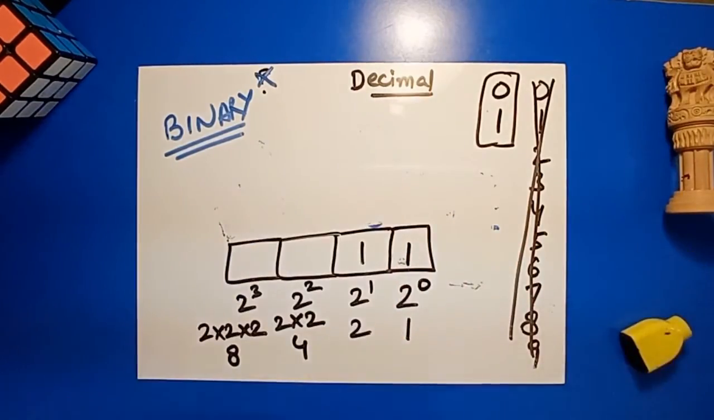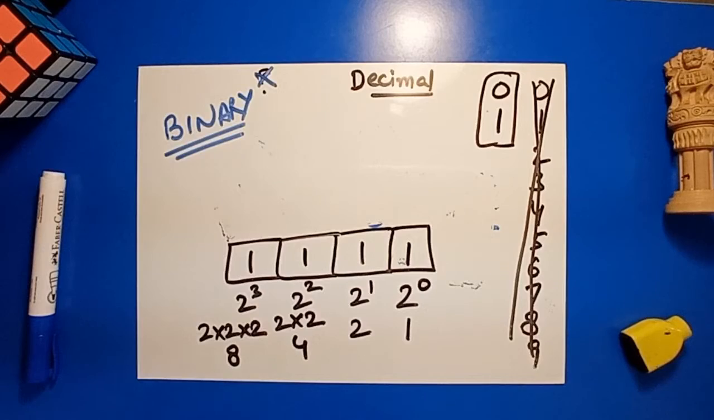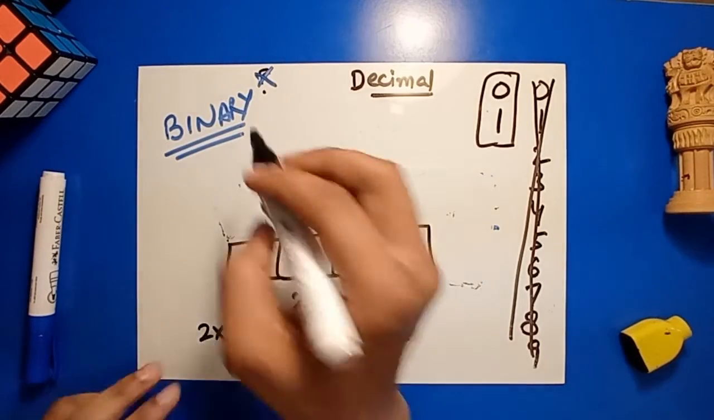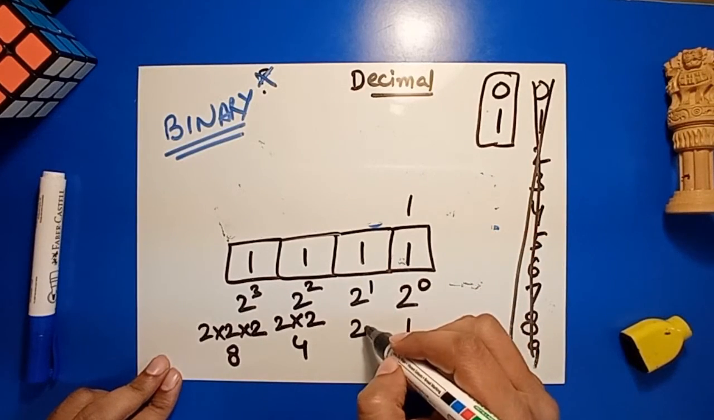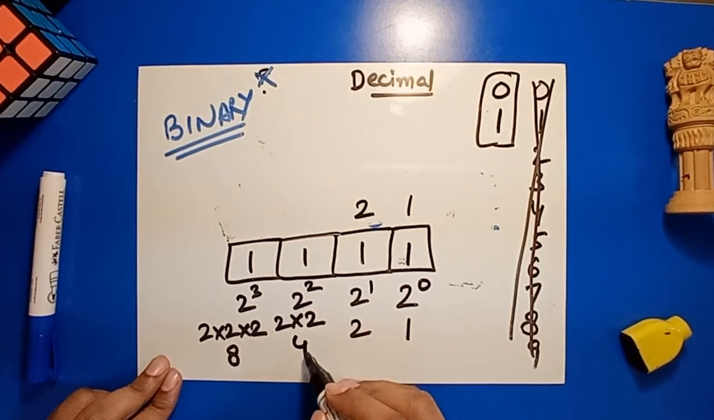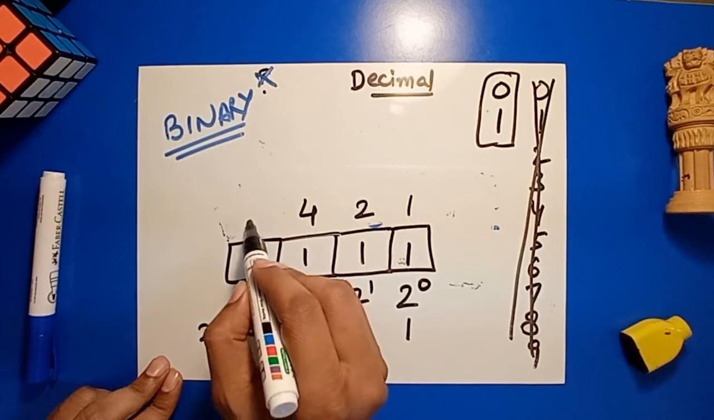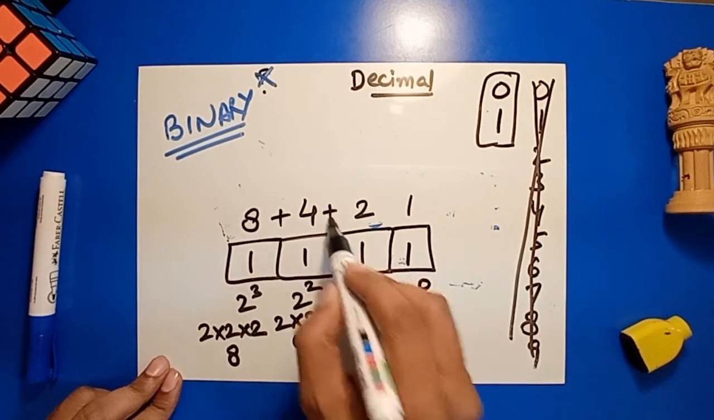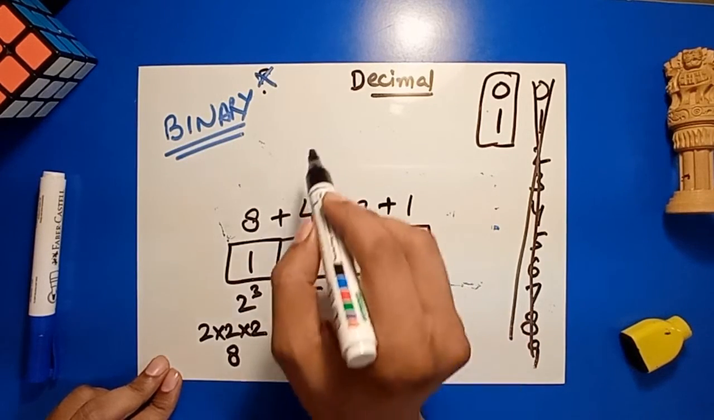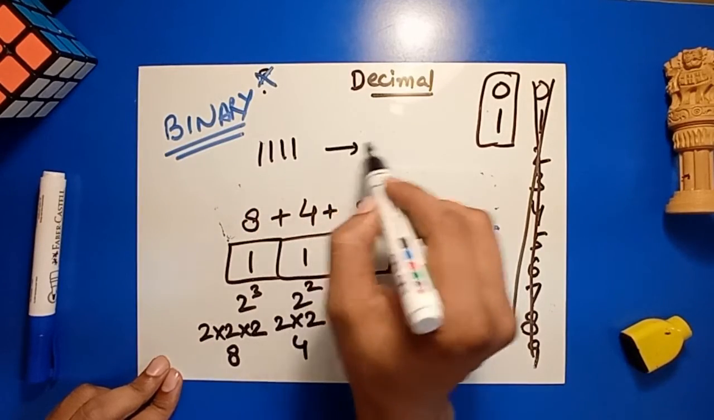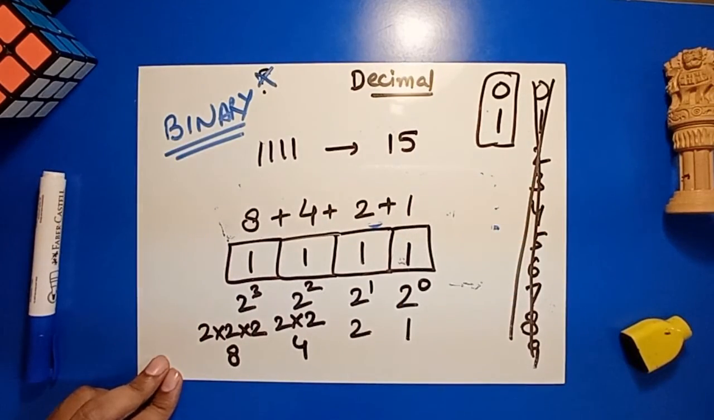Let's replay, let's clean it up, and let's write 1111. Okay, so what is this number in decimal? This is a binary number. Let's calculate. 1 multiplied by 1 is 1. 1 multiplied by 2 is 2. 1 multiplied by 4 is 4. 1 multiplied by 8: face value is 1, place value is 8. What is this number? Addition of everything. 8 plus 4 is 12, 12 plus 2 is 14, 14 plus 1 is 15. So 1111 is 15 in decimal. Binary 1111 is decimal 15.